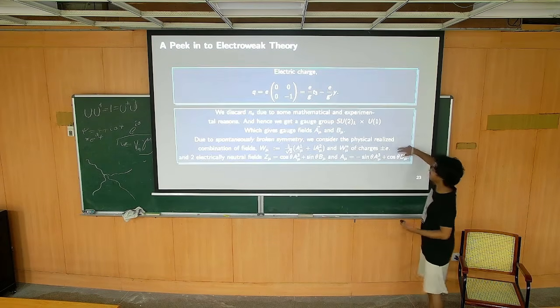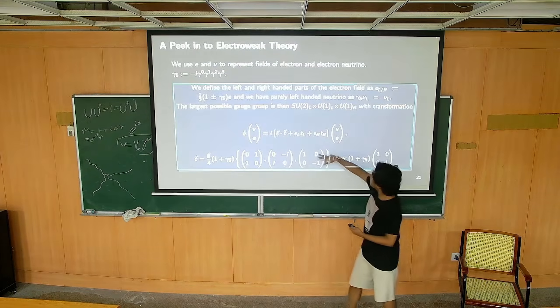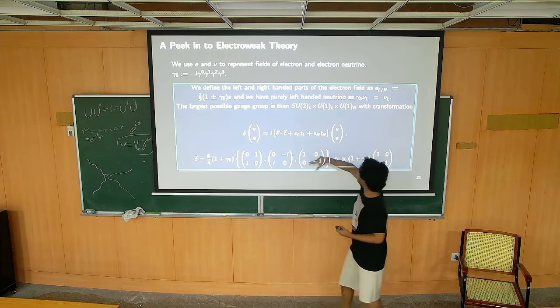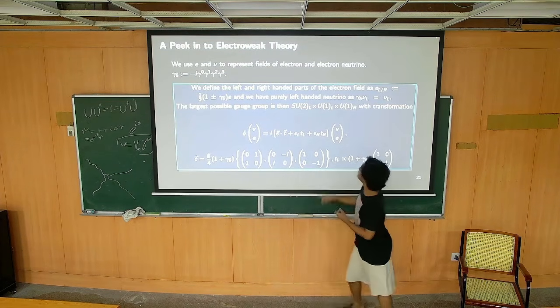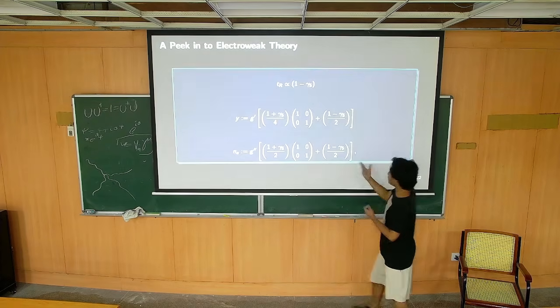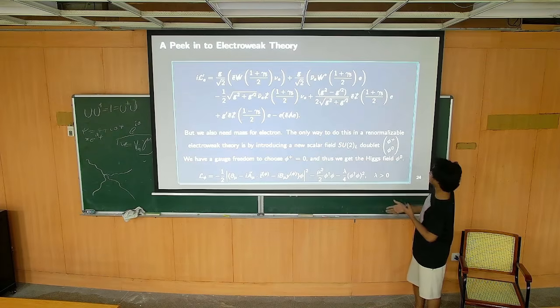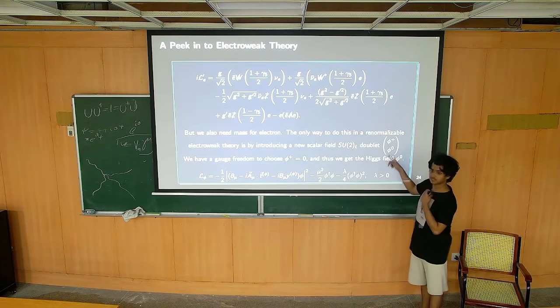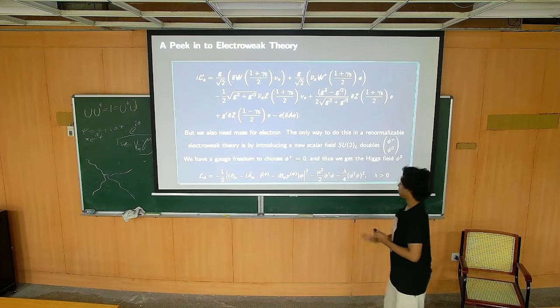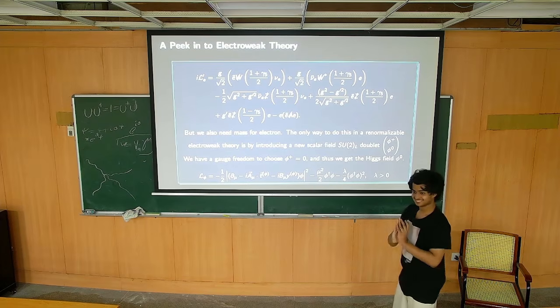Like we had a doublet before for L, which corresponds to SU2L. We need a new doublet, which we call the Higgs field, phi plus and phi zero. Why does it give mass? We'll come to that.